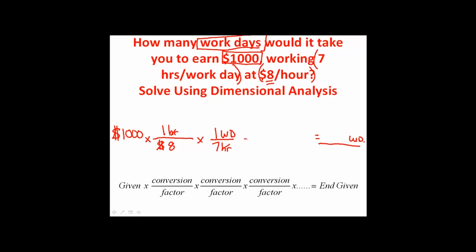Now it's time for me to solve it. I'm going to multiply across the top. 1,000 times 1 times 1 gives me 1,000. On the bottom, 8 times 7 is going to give me 56. And you'll have to excuse me for writing this dollar sign. That's not what I meant to write. I meant to write work days. So 1,000 divided by 56. Let's have it, guys. And I'm going to need to work for 17.9 work days in order to earn $1,000 at $8 an hour and 7 hours per workday.